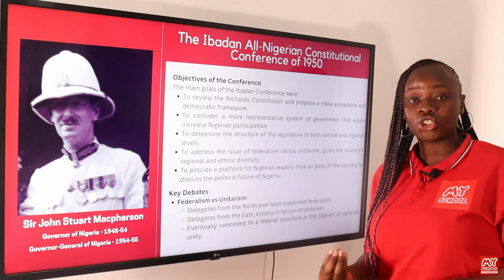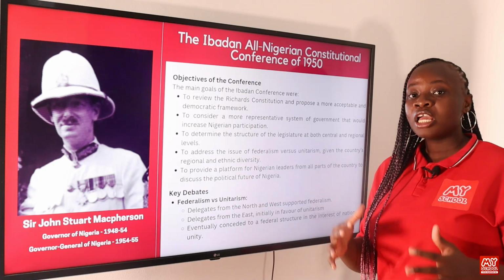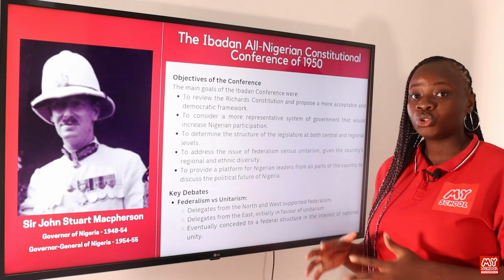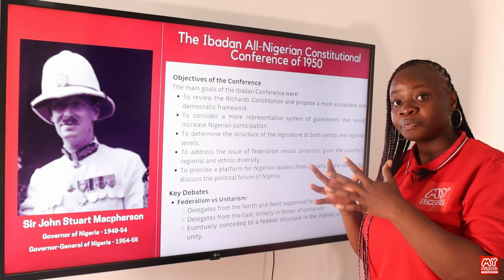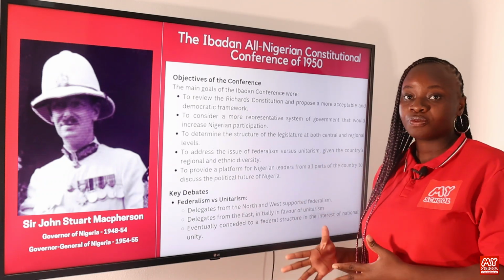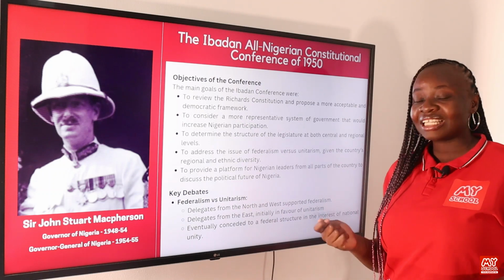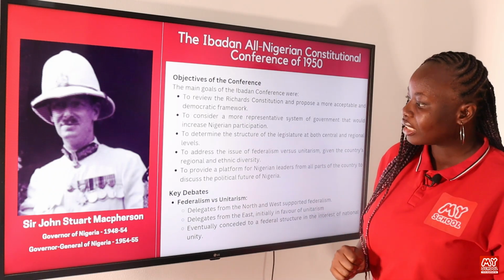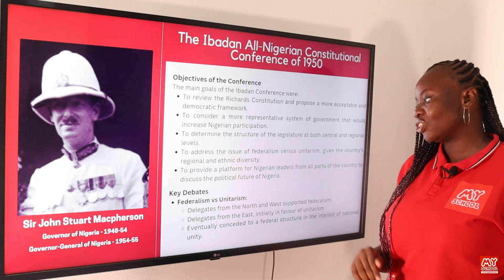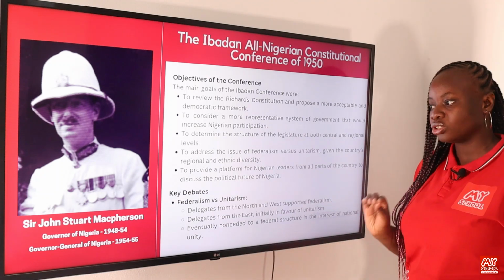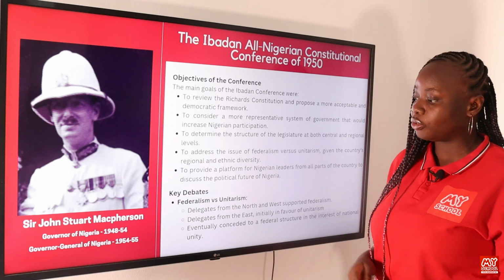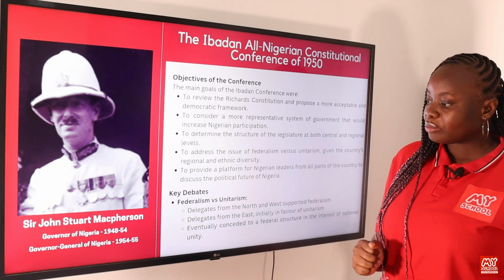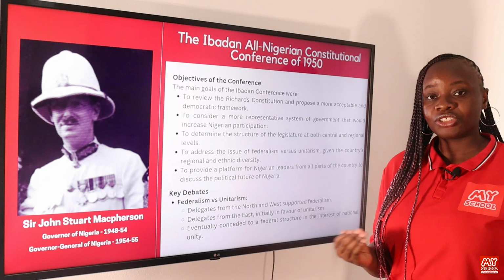So this was also a major problem that was going on in the country. Each of the regions in the country wanted to create a government that could attend to the specific needs of each of these regions. So they needed a federal structure rather than a unitary structure. So another objective was to provide a platform for Nigerian leaders from all parts of the country to discuss the political future of Nigeria. So one of the key debates was federalism versus unitarism.